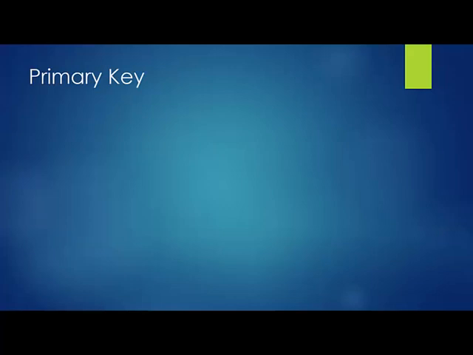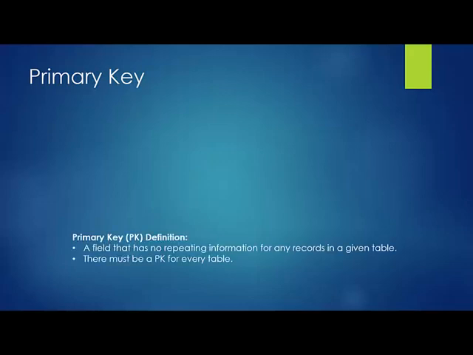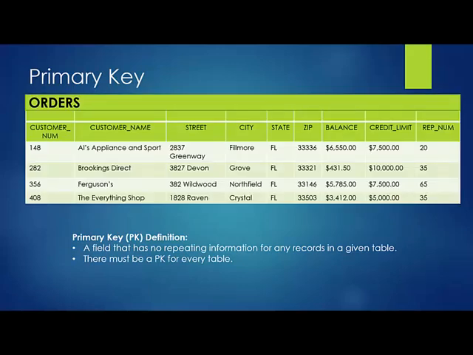Each table in a database must have a way to ensure each row of the data is unique and that there are no duplicate rows of information. This is done through the use of a primary key, which is also denoted as PK. A primary key is a field that has no repeating information for any of the records in a table. Let's examine this orders table and figure out which fields would make the best primary key. Keep in mind that long text and repeating information from one row to the next does not make a good choice. Let's start with the rep number column.